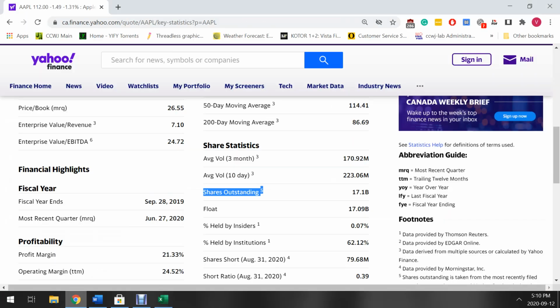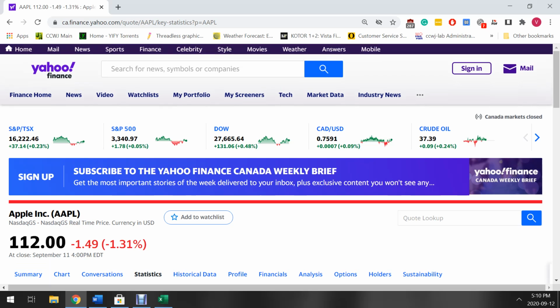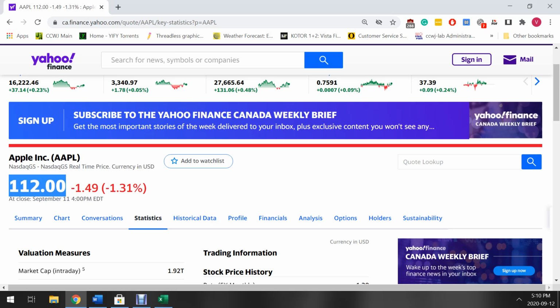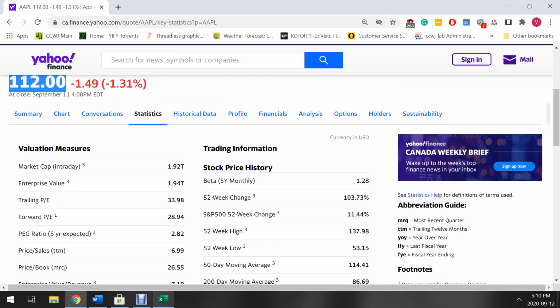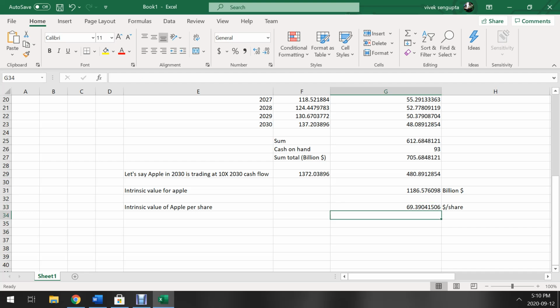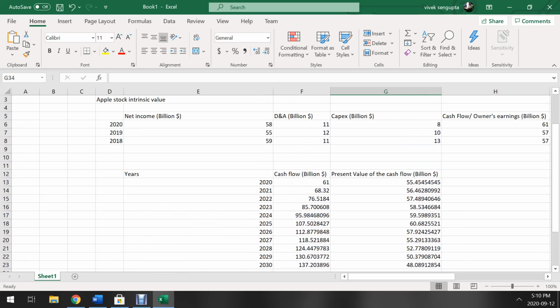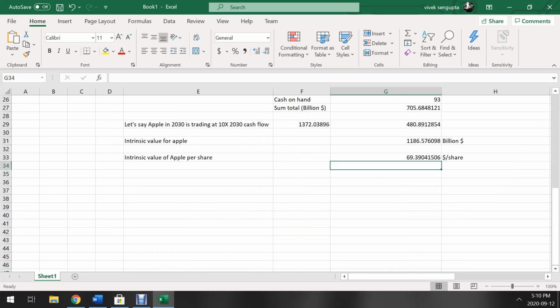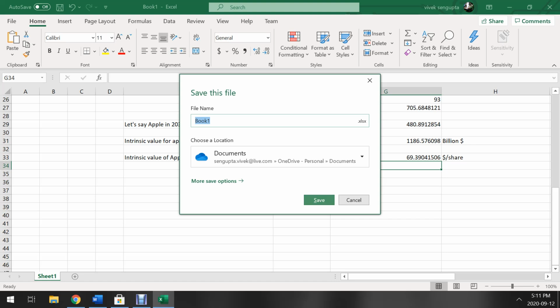Now it's very easy. Now you go up and you check. Apple is trading at $112 per share. So it is trading almost 2 times its intrinsic value. And that's why you should not invest in Apple. I'm going to upload this Excel with the video so that you can follow along and see the formulas. I'll just touch it up a little bit so that it's much easier to follow.